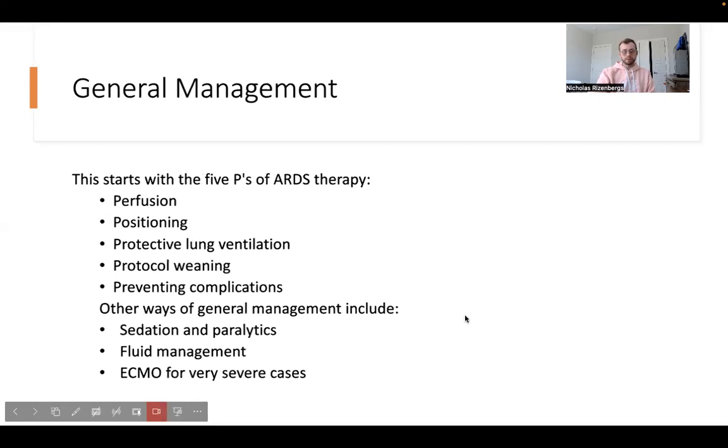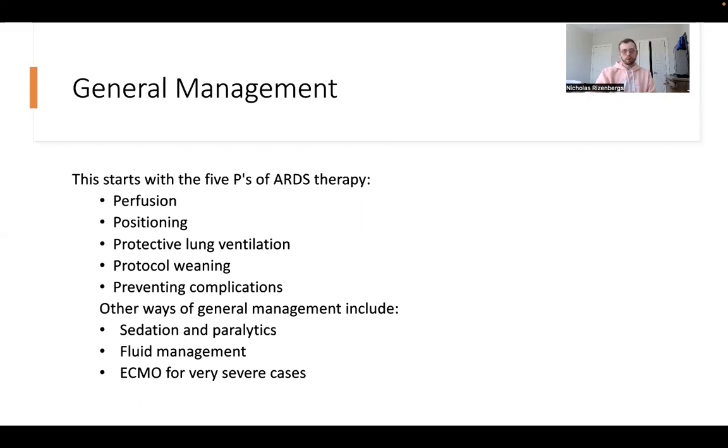So general management of ARDS starts with the 5 P's of ARDS therapy: perfusion, positioning, protective lung ventilation, protocol weaning, preventing complications. So perfusion ties into what we were talking about in the last video, that blood flow. So blood flow is needed to perfuse. You can't have oxygen being perfused through the capillaries and picking up CO2 from the capillaries if there's no perfusion happening, if there's no blood flow. So that keys in there.